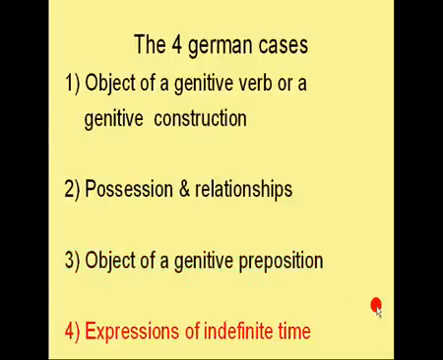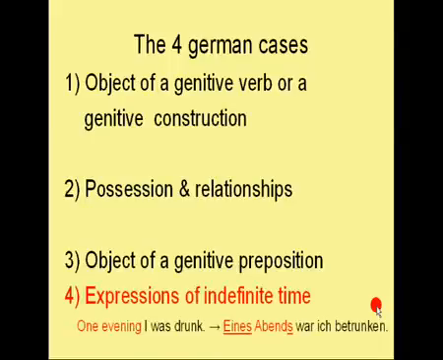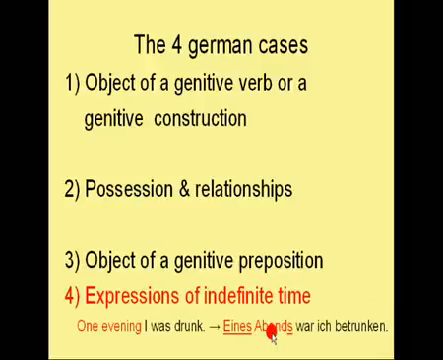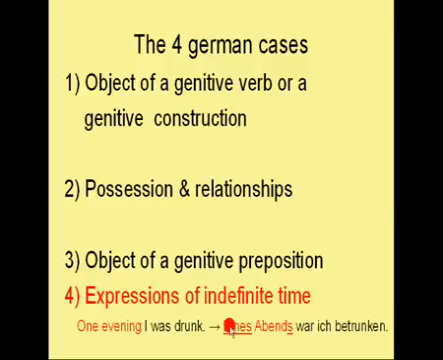And the fourth function of the genitive case is that it is used for expressions of indefinite time, such as one evening. For instance, one evening I was drunk translates to eines Abends war ich betrunken. Evening is a male noun in German and is Abend, and eines is the indefinite article in the genitive case, and as you can see here again, an S is added because it's a male noun.